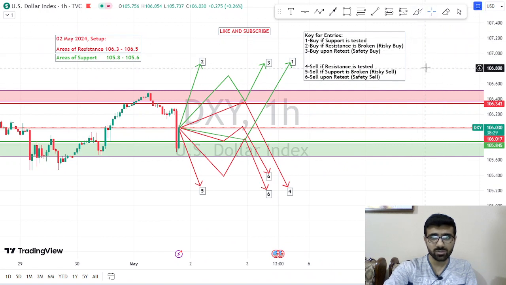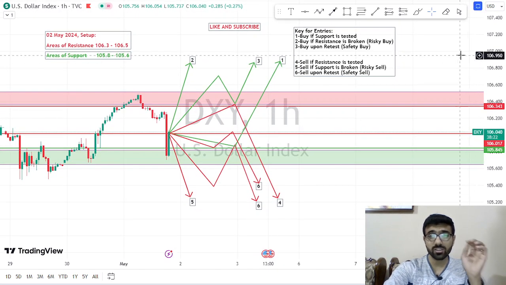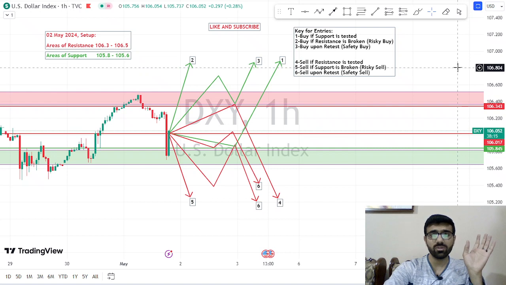Till then, just do safe trading and take care of your profits and take care of your money. Just always manage your risks and never risk more than 1% of your total equity in any of your trades.